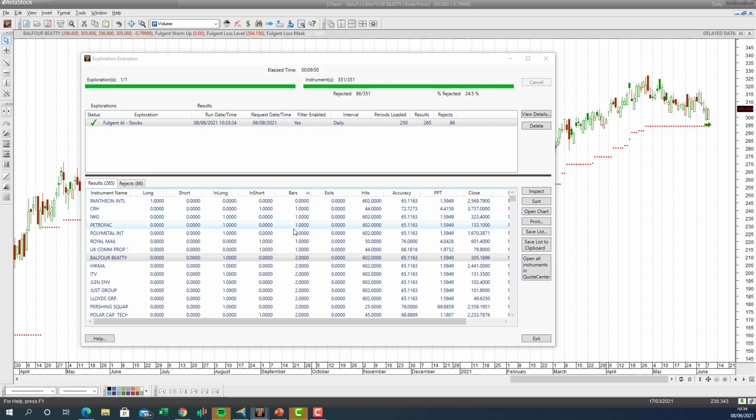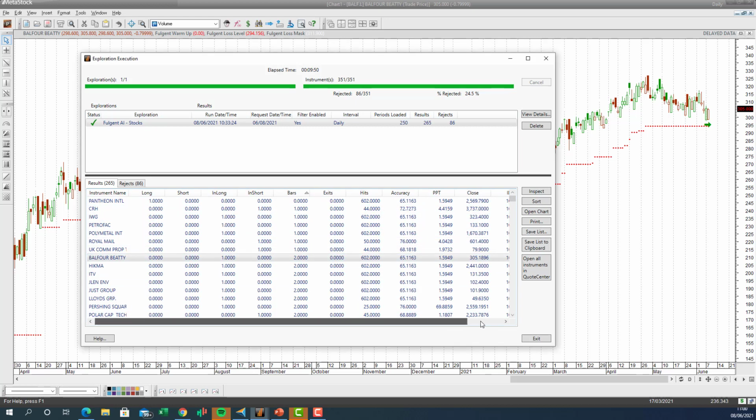The bars here tell you how old the trade is. 1 bar means it's 1 bar into a trade, then 2, 3, etc. We'll go through the list and see there are a few other longer term trades in there. Hits tells you how many times in the testing period this particular indicator fired, and there's 65% accuracy on average, 72% accuracy on average for that one, 76 for that one.